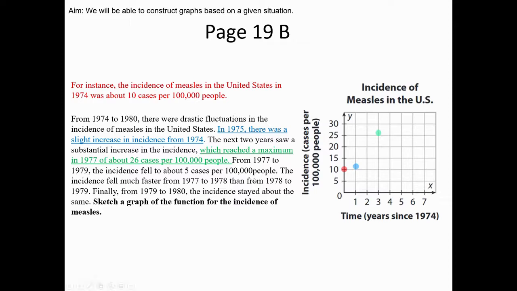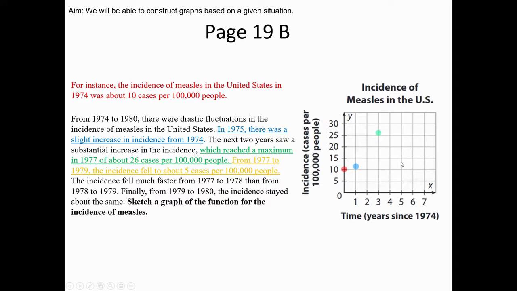So let's keep reading. From 1977 to 1979, the incidence fell to about 5 cases. So once I get 2 more years out, I should go all the way down to 5 right here. Okay, that's a huge drop. Good, good. Measles are pretty terrifying. But notice it says afterwards, the incidence fell much faster from 1977 to 1978 than from 1978 to 1979.